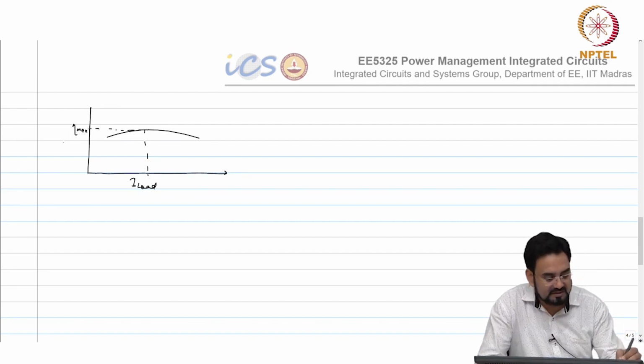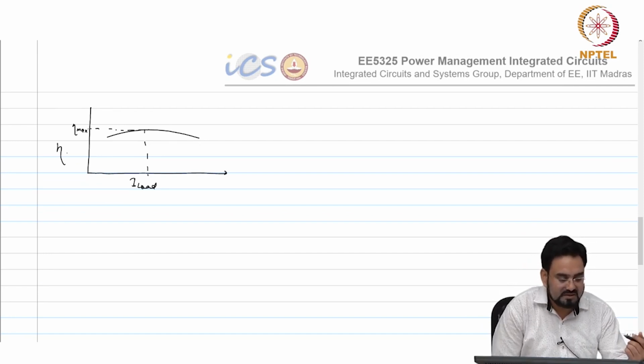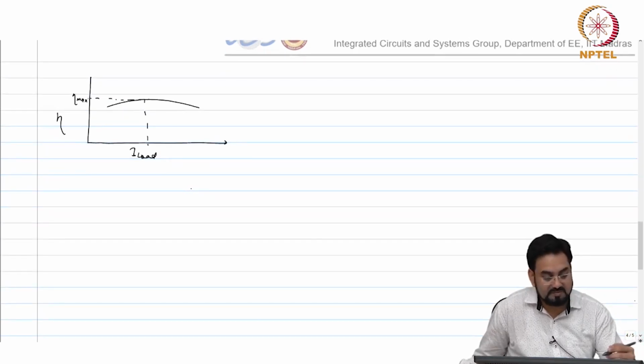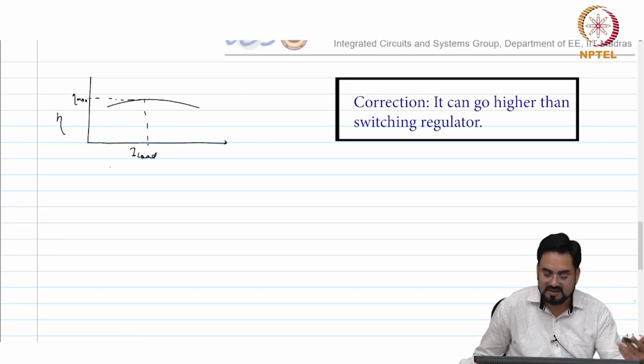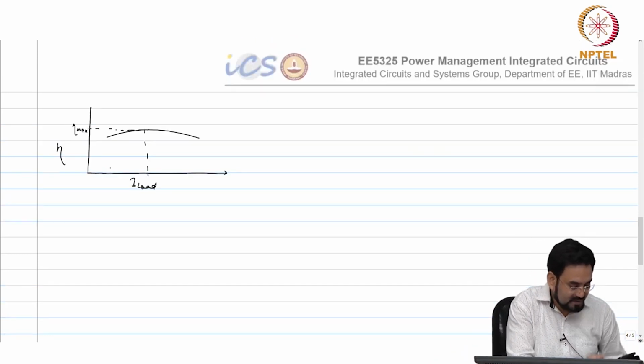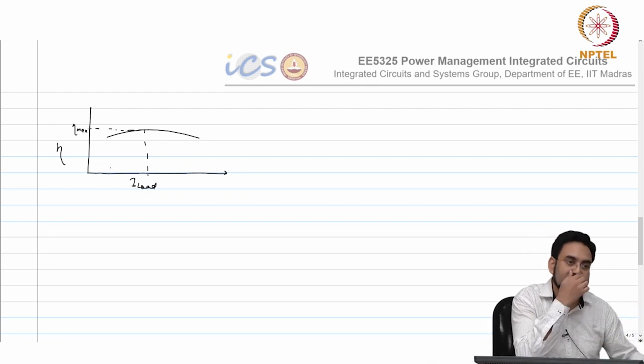In a linear regulator, your efficiency curve may be different. Most of the cases it may be shifted down based on your dropout voltage, or it may go even higher than a switching regulator if the dropout voltage is very small. Let us say I want to generate 1.8 volt and my input is 1.85. So, 50 millivolt is the drop. So, 1.8 divided by 1.85 will give me 97.3%, which is very high. It's almost impossible to achieve with a switching regulator in that case.